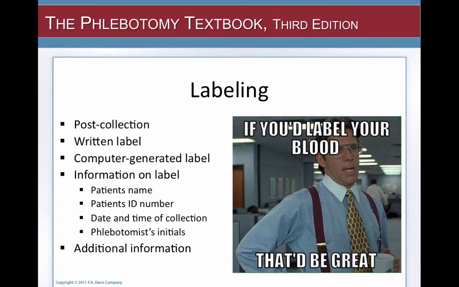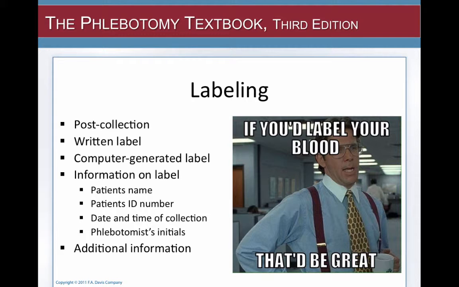You always want to label your tubes post-collection. In other words, never label your tubes before you actually draw the blood. That is basically begging for things to go wrong, because what happens is you'll label your tubes before you draw them, and then the tube won't have a vacuum, or you'll miss your patient and you'll have to toss those tubes, and you may not have extra labels.